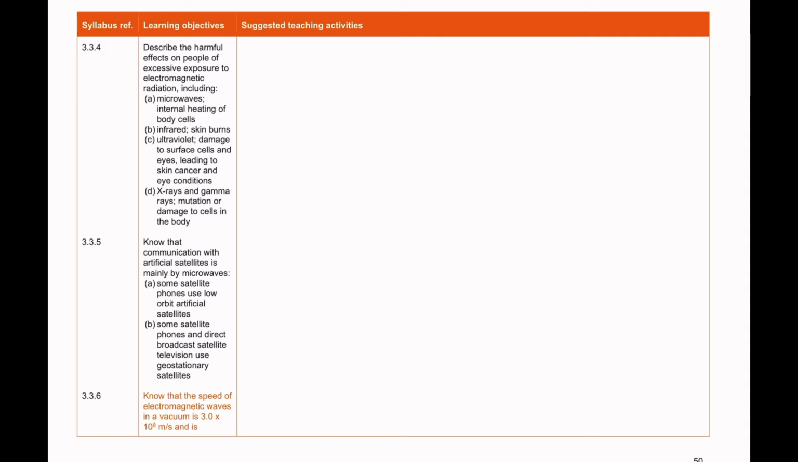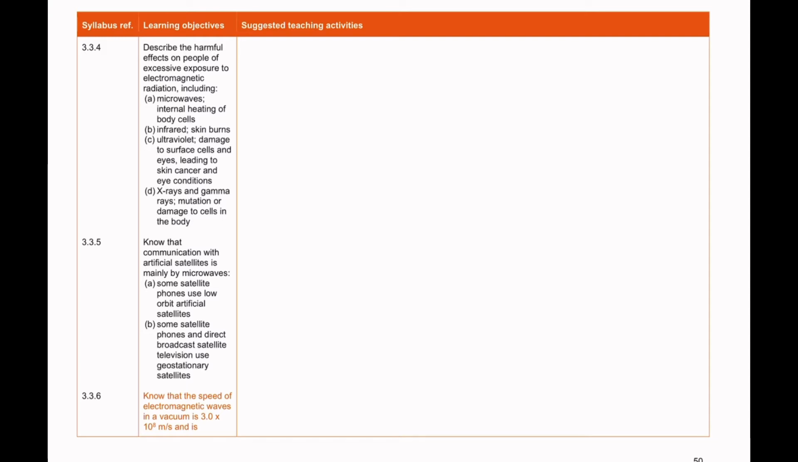Note that communication with artificial satellites is mainly by microwaves. A. Some satellite phones use low-orbit artificial satellites. B. Some satellite phones and direct broadcast satellite television use geostationary satellites.